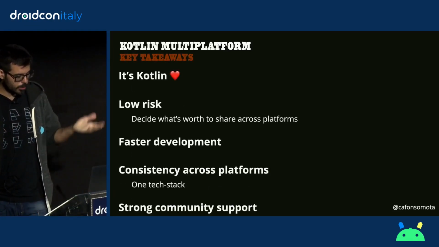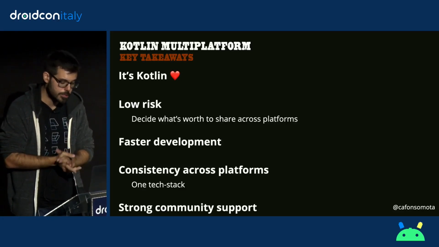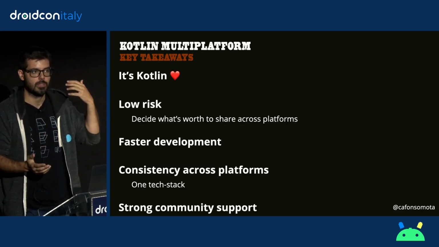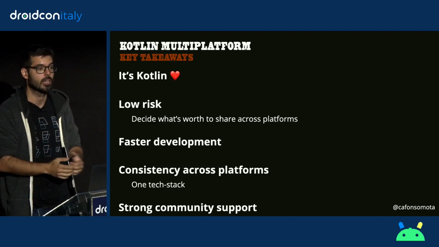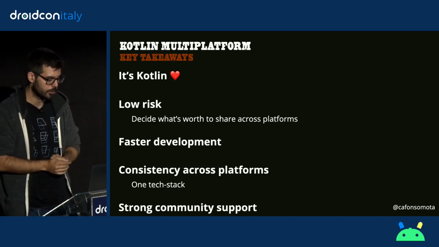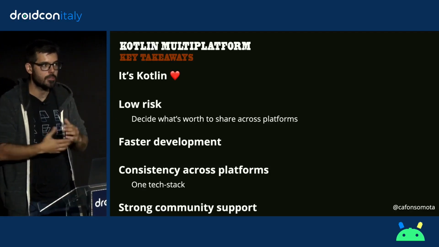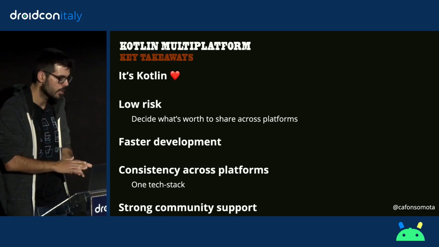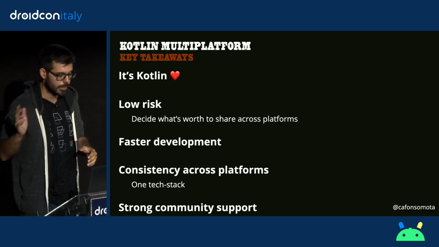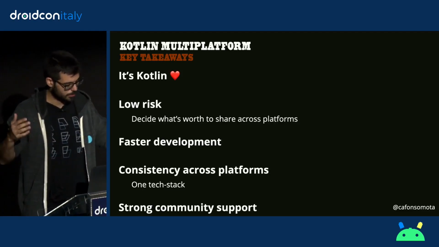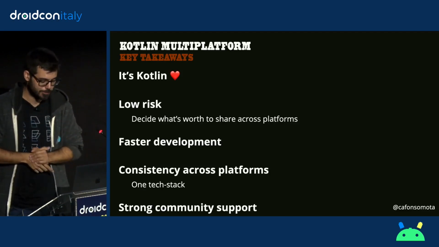So a couple of key takeaways. Once again, it's Kotlin. It's a language that we all love, that has a lot of features. It's low risk. You decide what's worth sharing, and if something goes terribly wrong, you have already done it for Android. It speeds up your development. You're going to develop it only once. It gives you consistency across all platforms. It also means that if you're going to have a bug, you're going to have a bug on all platforms. But if you see the cup as half full, if you fix a bug, you're going to fix a bug on all platforms. So that's great.